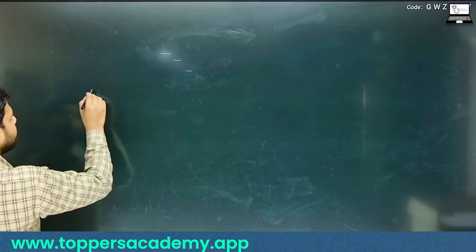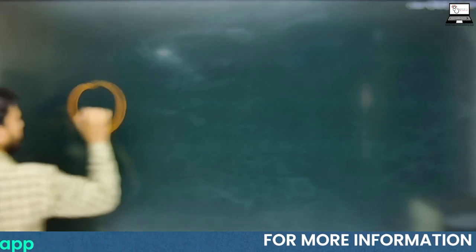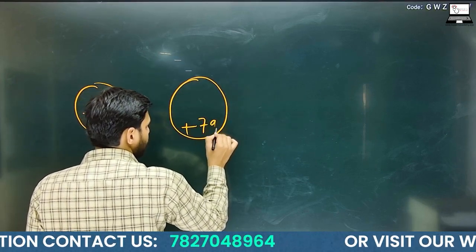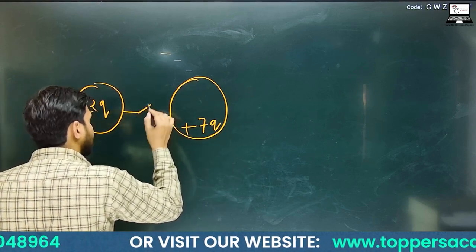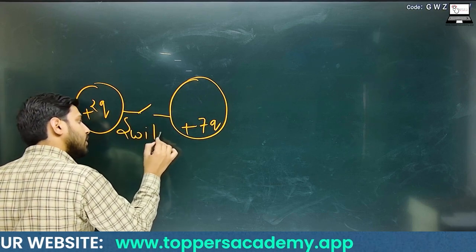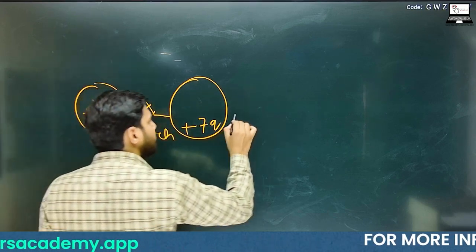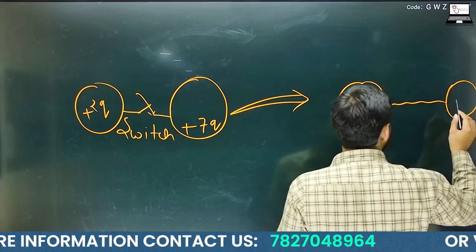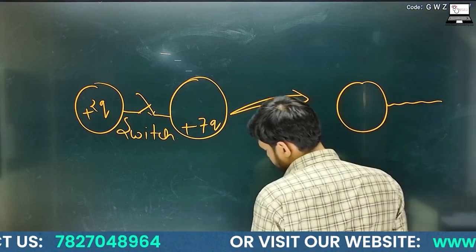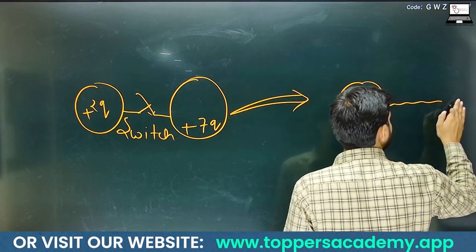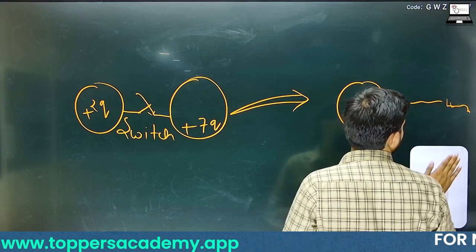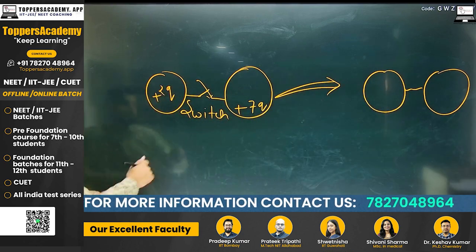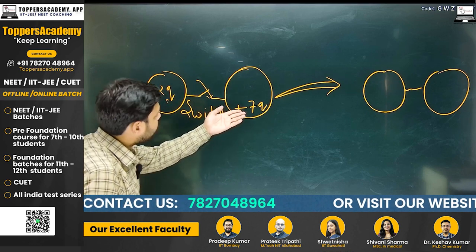Other examples. See, we have one sphere having a charge +2q. We have another sphere having a charge +7q. Initially the circuit was open, the switch was open. After closing the switch, what will be the charge on both spheres? Now it is 2q and 7q.